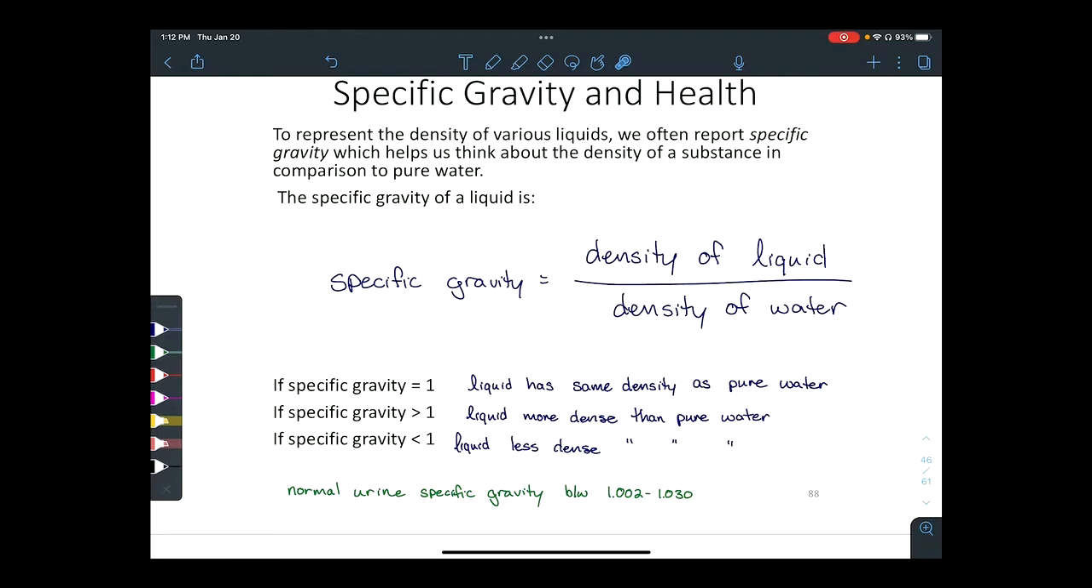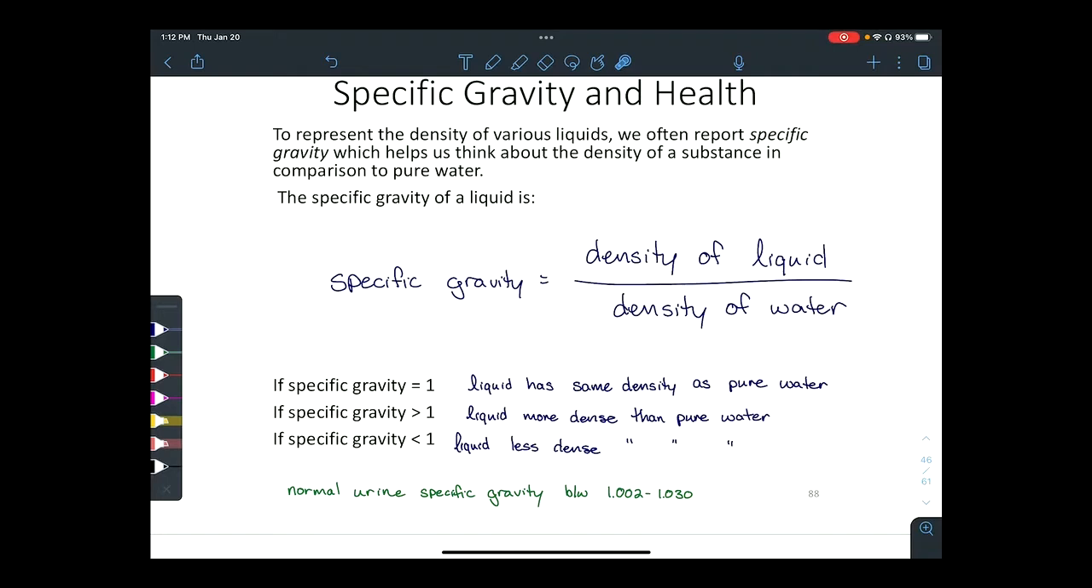Do we recall what the density of water is? 1 gram per milliliter. So specific gravity is just a ratio. All right, specific gravity, it's just the density of the liquid that you're inspecting, so your urine, over the density of water. So if you have a specific gravity that's more than 1, then the thing that you're measuring, your urine, is more dense than water. If it's less than 1, then it is less dense than water.